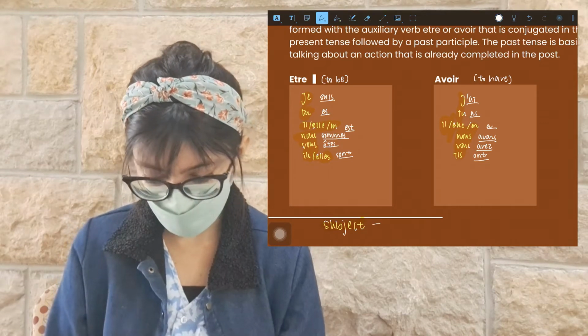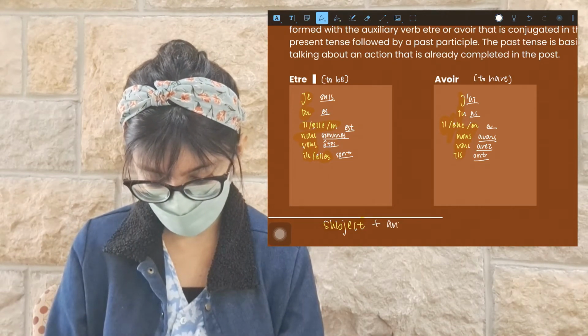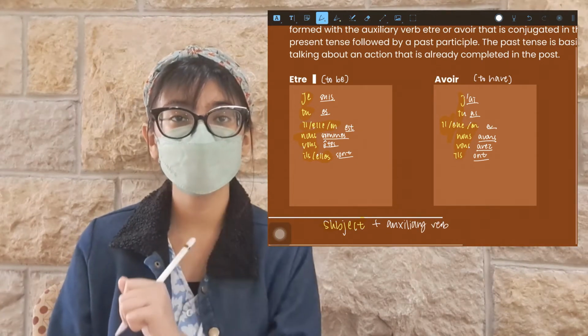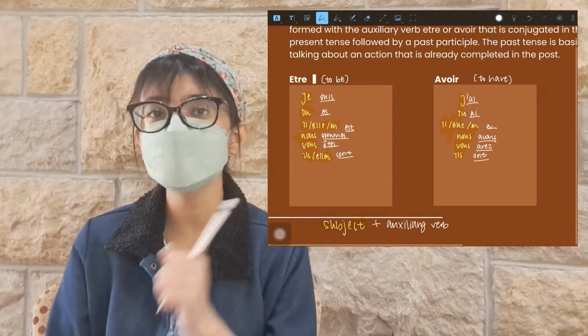After le sujet, you will have your auxiliary verb. Now, qu'est-ce que c'est, l'auxiliary verb? Pause this video and think for 2 seconds. What is an auxiliary verb?